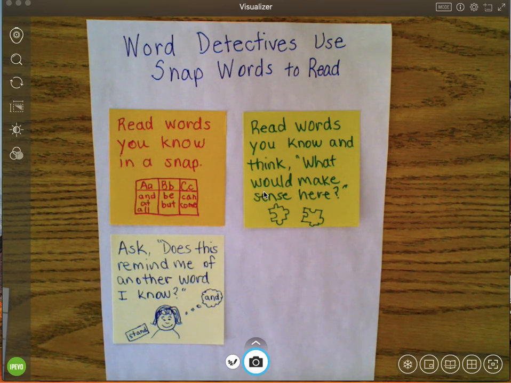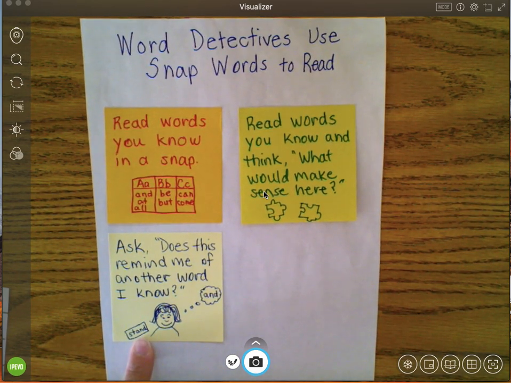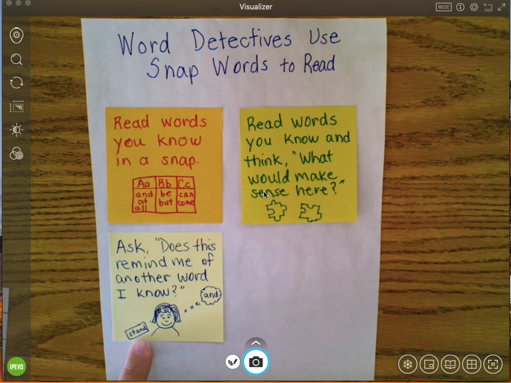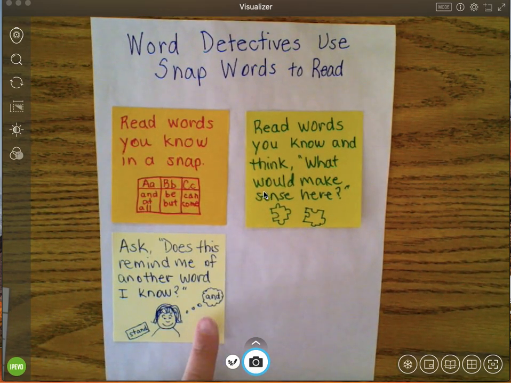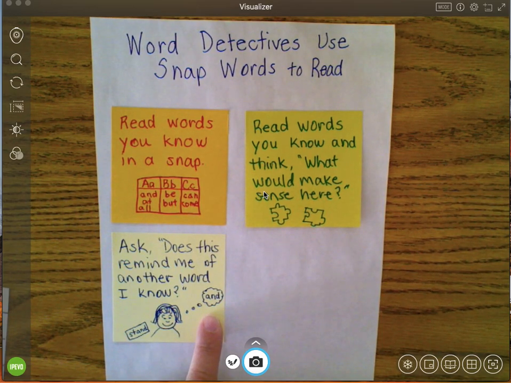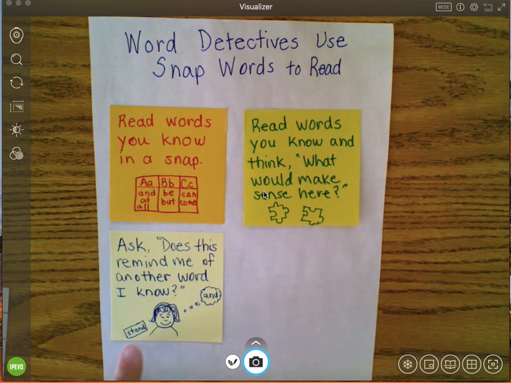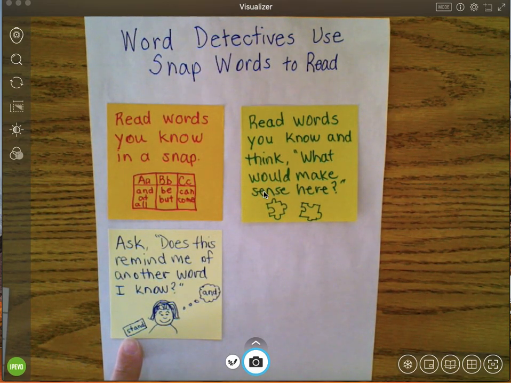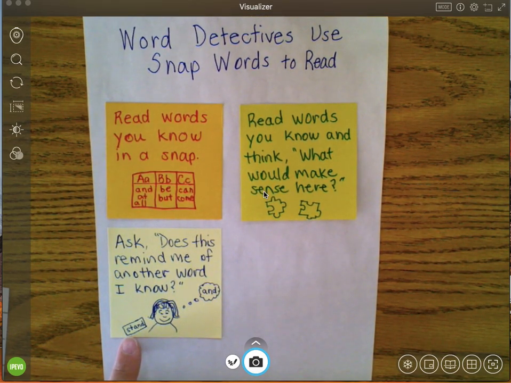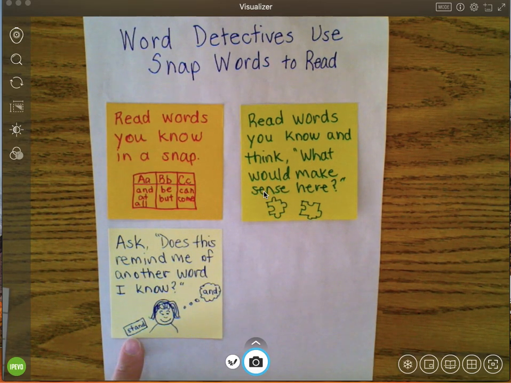Another thing we can do is ask ourselves, does this remind me of another word I know? Because of our word wall words that we have up, sometimes we have words that sort of rhyme with them, and it will remind us of another word or help us to read another word. So if we come to a word that looks like this, we might think, oh, well, I know the word, because I can read it in a snap. So if I just add the blend st at the beginning, I can read that word and it's st and stand.